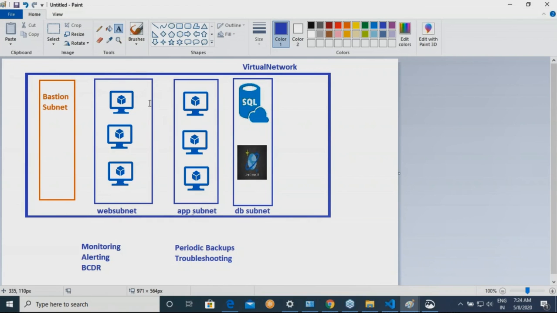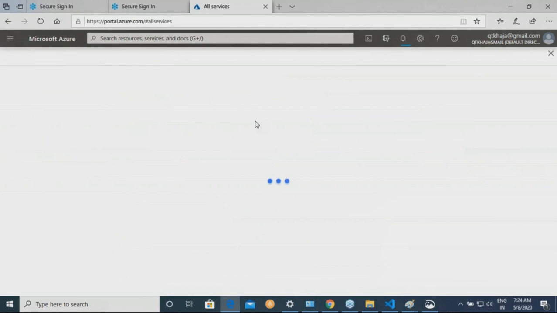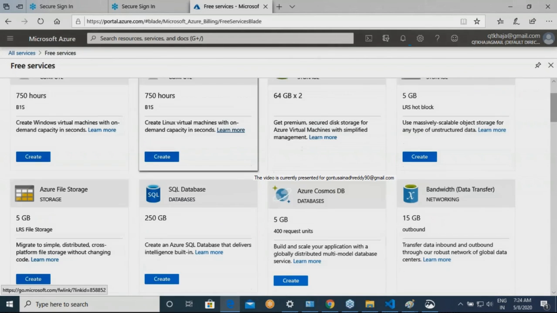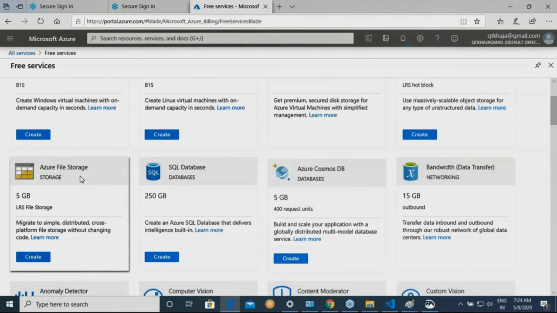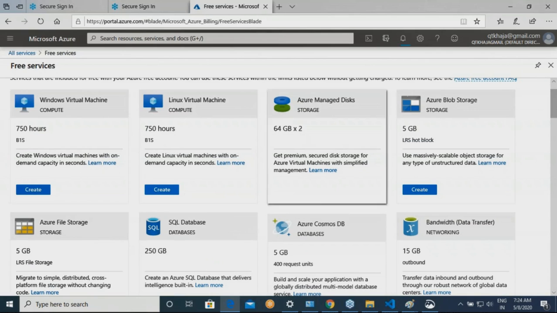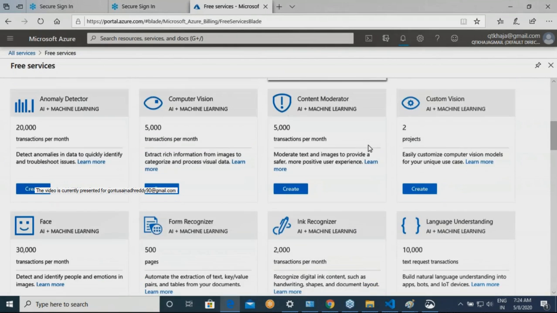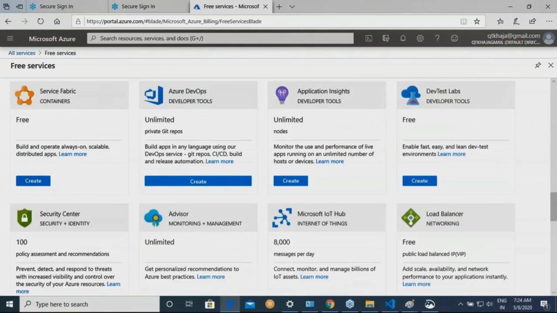I have to add some systems into the web subnet, some systems into the app subnet, an SQL server, and Azure Cosmos stuff. And for this setup, I will try to stick as much as possible to the free services. I might not be creating it from here, but I'll definitely try. For example, if you see, 5 GB of Cosmos DB is free, we'll be using that. Azure file storage, Azure blob storage, or virtual machines, we'll be sticking to these things. I think that we'll mostly stick to whatever is free.